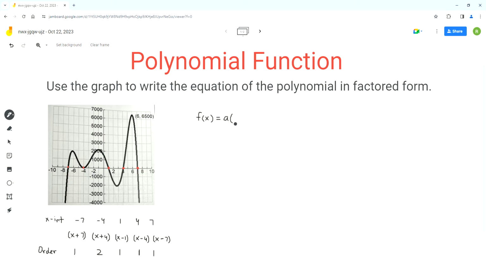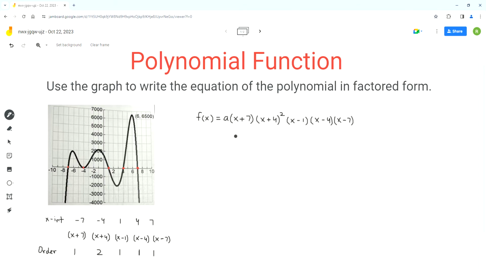So the factors here are x plus 7. Now the exponent of x plus 7 is 1, so we don't write or show that exponent 1. And then x plus 4. And for x plus 4, the exponent is 2, which is the order for that x-intercept. And then now we can list the other factors. So x minus 1, x minus 4, and x minus 7. So these are the factors with their respective orders.